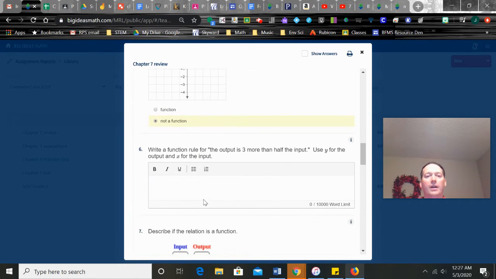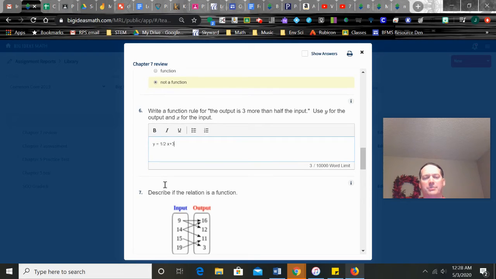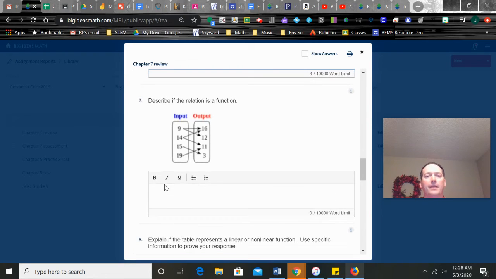Okay. Write a function for the rule. The output is 3 more than half the input. Okay. So y is going to equal, now I don't have the ability to type it in here properly, but that would be 1/2 x, right? Half of x. More than means plus 3. Okay, so y equals half x plus 3. Now when you type it in, you'll have the ability to actually make the fraction. Just the mode I have in right now won't let me do that.